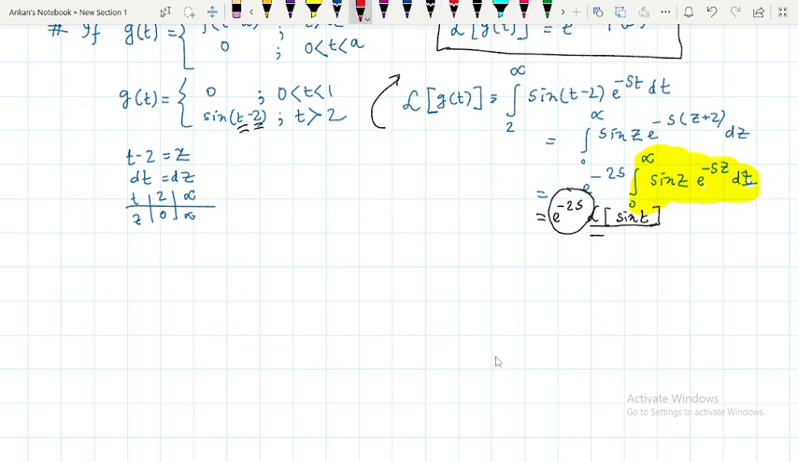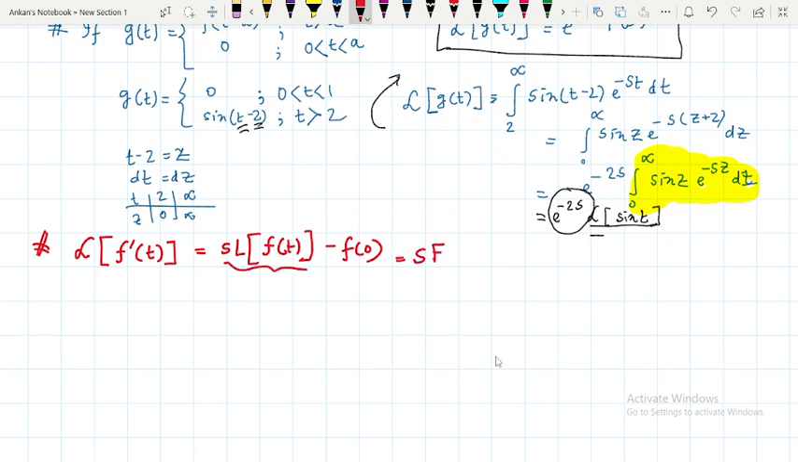So for this, the Laplace transform of the single derivative of f(t), what does it give? It gives s F(s) minus f(0). Okay, write it in detail: the Laplace transform of f prime t is s F(s) minus f(0). So it is time to prove it.